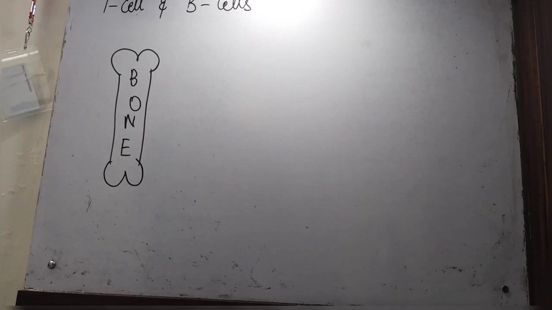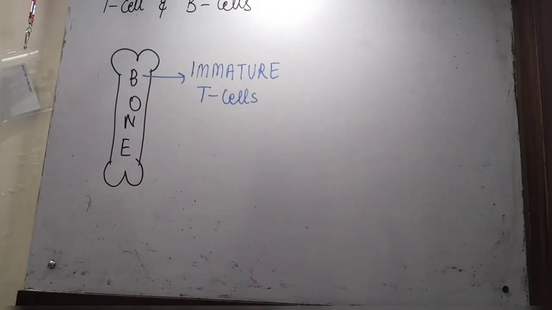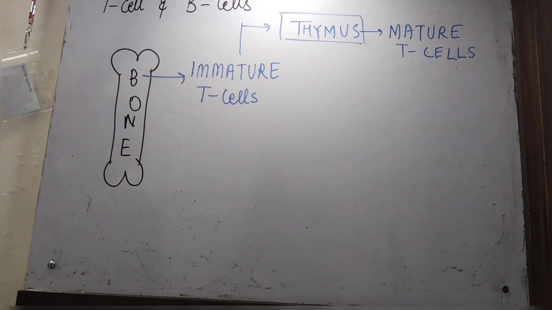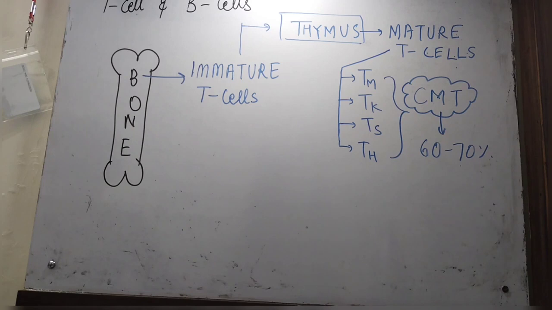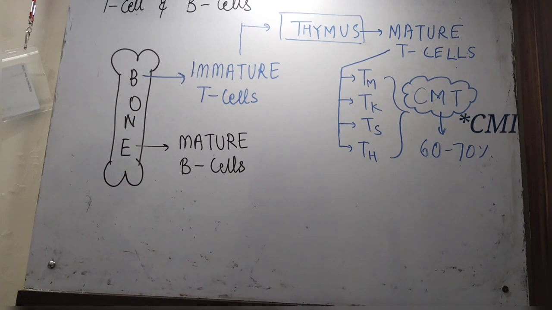The T cells and B cells, let's talk about them. Both of them originate in our bone marrow. The immature T cells go to the thymus gland for maturation and multiplication. Then the mature T cells that come out of our thymus gland are of further four types, that is the T messenger, the T killer, T suppressor, and T helper. The T helper is very important. The CMI forms about 60 to 70% of immunity.